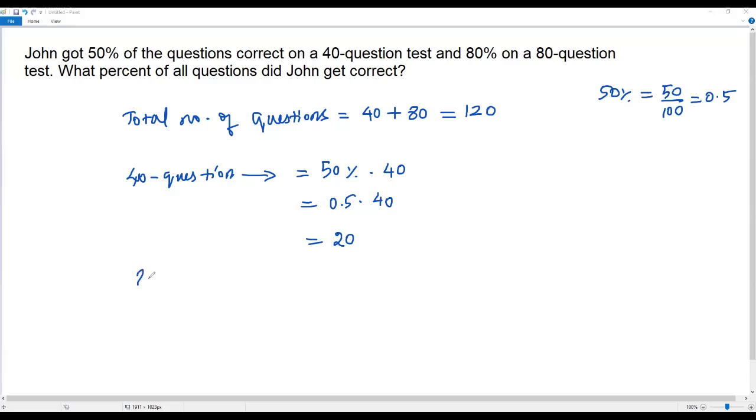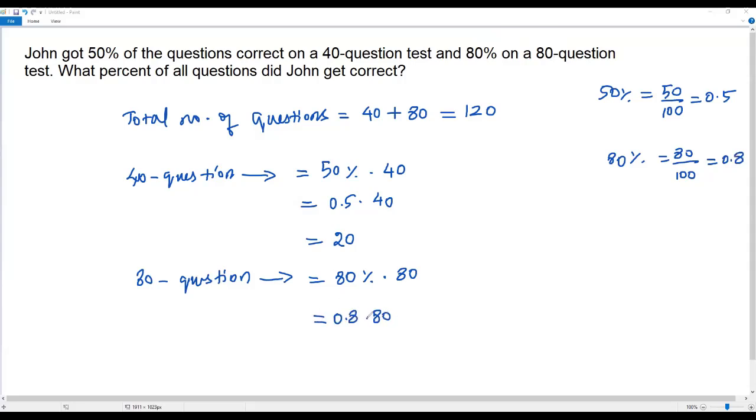Okay, now let's find the number of questions John got correct in the second test, which has 80 questions. For that, we have to multiply this 80% and the number of questions in the second test, that is 80. So 80% times 80, and let's convert this 80% to decimal. 80% can be written as 80 over 100, which simplified becomes 0.8. So 0.8 times 80 is 64. So out of the 80 questions in the second test, John got 64 questions correct.